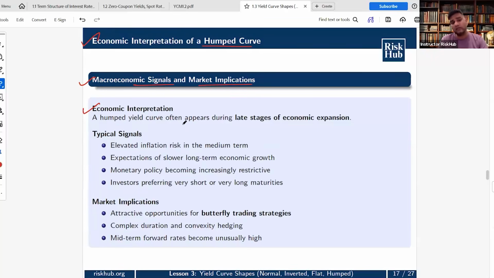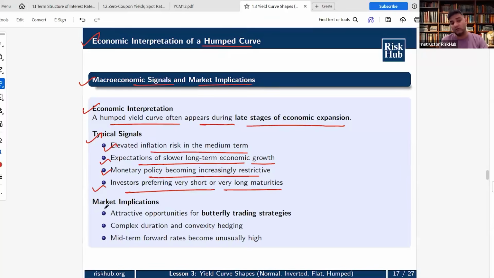Economic interpretation: a hump yield curve often appears during the late stage of an economic expansion. Typical signals: elevated inflation risk in the medium term, expectation of slower long-term economic growth, monetary policy becoming increasingly restrictive, and investors preferring very short or very long maturities. Market implication: attractive opportunities for butterfly trading strategy, which we discussed, complex duration and convexity hedging, and mid-term forward rates becoming unusually high, right?